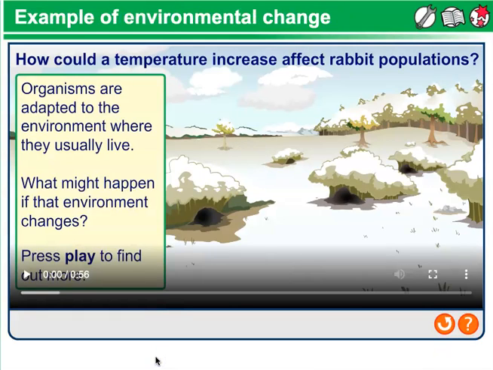So let's look at an example of environmental change. And how might a temperature increase affect our rabbit population? Organisms are adapted to the environment where they usually live. So what might happen if that environment changes?